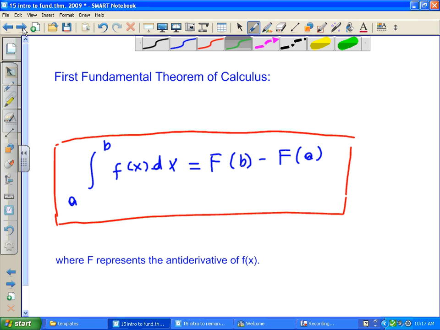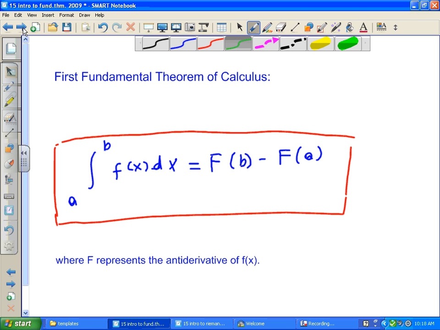So it says basically that if you're trying to find the area from a to b of a function f of x dx, all you have to do is find the antiderivative of the function and evaluate it only at 2 points. This is like magic. You don't have to know the function in between a and b. You just have to know it at the 2 endpoints. So you plug the upper limit first into your antiderivative minus the lower limit. This will give you the area under that curve.